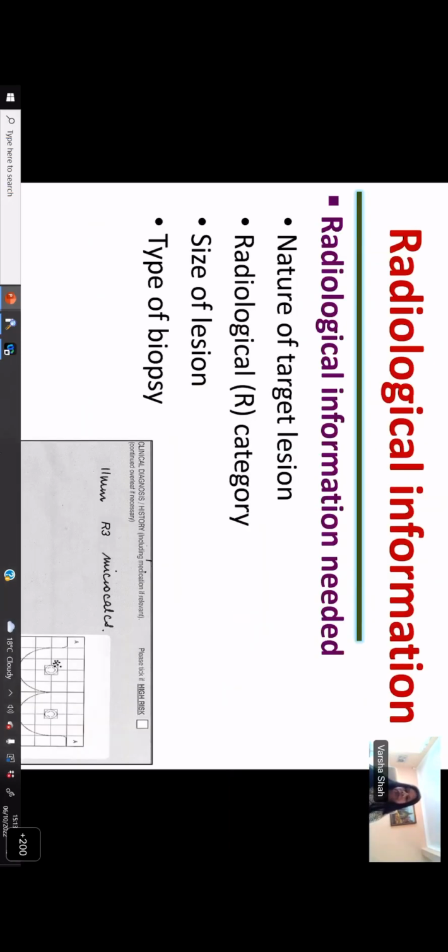So how do you do this correlation? Make sure you get the clinical information. They have to tell you the nature of the target lesion. Is it done for a mass lesion? Is it done for architectural distortion? And if it is done for a mass lesion, is it a rounded mass or a stellate mass? Is it a solid mass or a cystic mass? The radiology category is also very, very important. They have to tell us how suspicious they are, the size of the lesion and the type of biopsy.